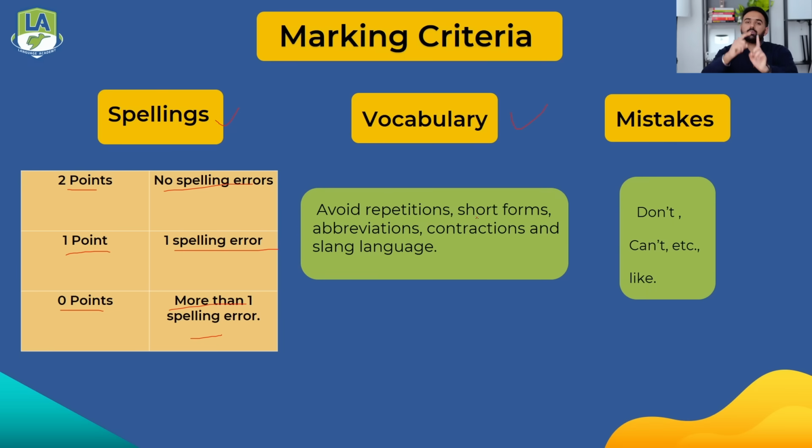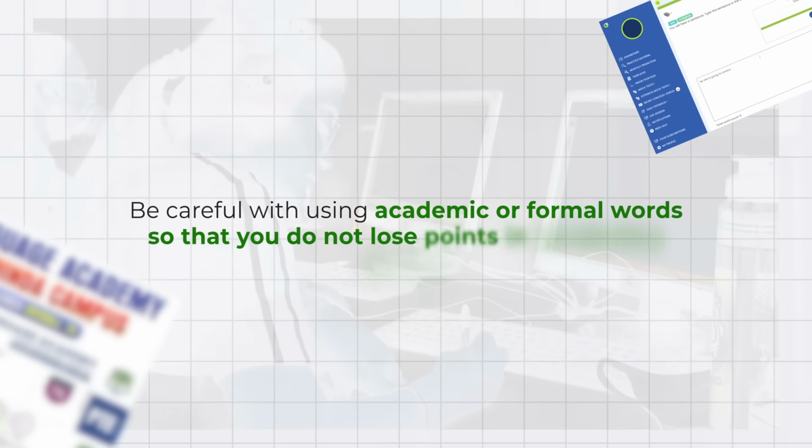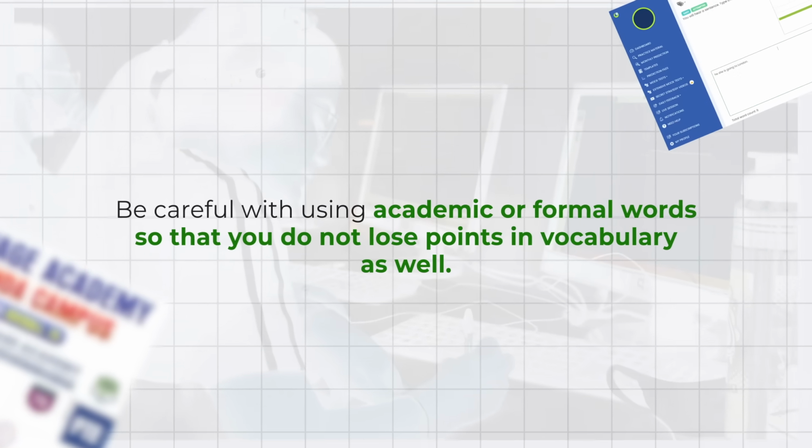Vocabulary, you have 2 points. You have to be careful that you use academic words, formal words, no slang language, no short forms. This is what you have to do: at least 7 to 8 important keywords, not just keywords, important keywords, between 50 to 70 words, no grammar and spelling mistakes, and be careful with using academic or formal words so that you do not lose points in vocabulary as well.